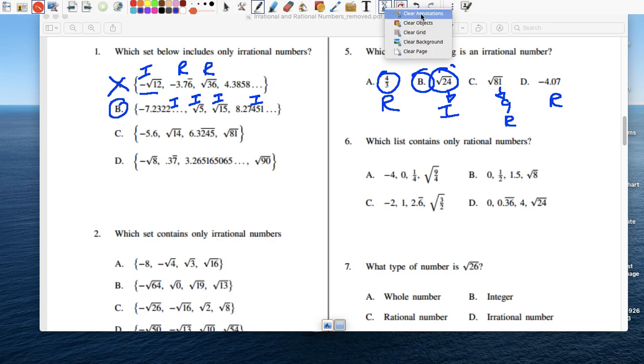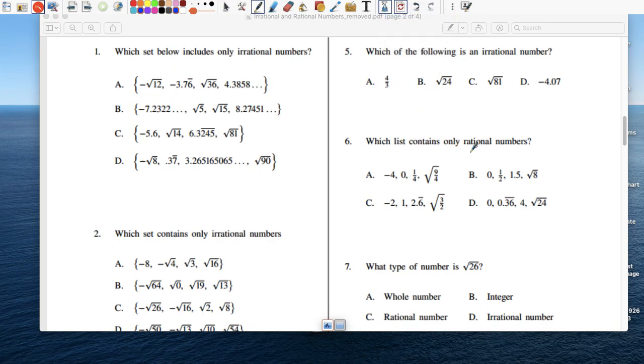B. Which list contains only rational numbers? Well, negative 4 is rational, 0 is rational, 1 over 4 is rational. And if you actually take the time and put square root of 9 over 4, you're actually going to get 3 over 2, which is a fraction and also rational. So A is correct.